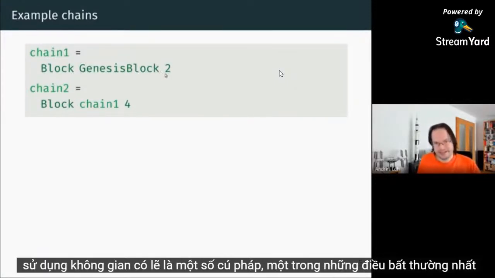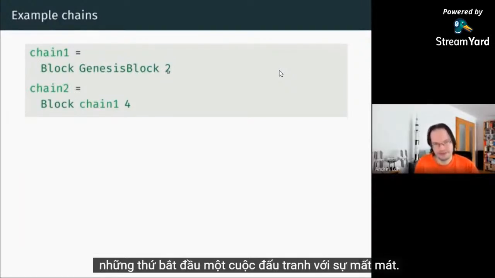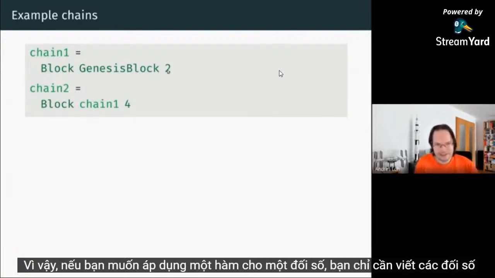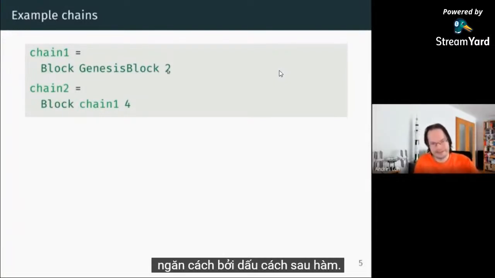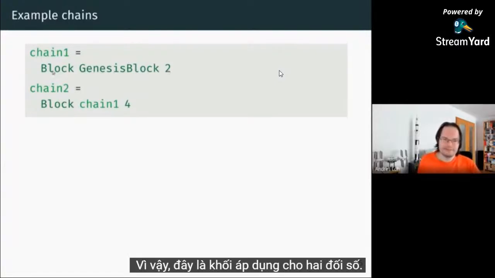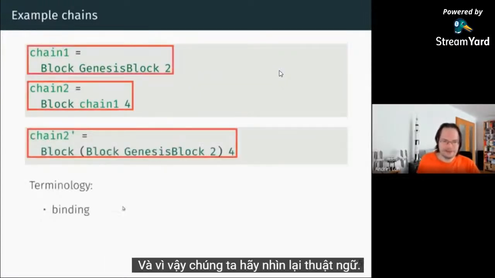That is perhaps syntactically one of the most unusual things that beginners struggle with a lot. So if you want to apply a function to an argument, you just write the argument separated by space after the function. So this is block applied to two arguments, the first one being Genesis block and the second one being 2.